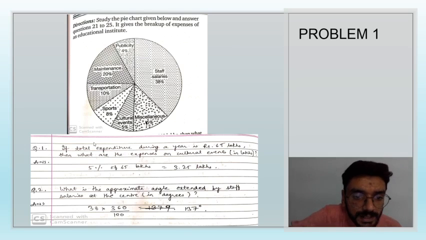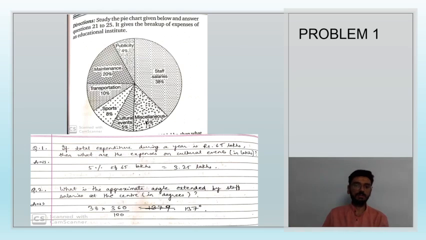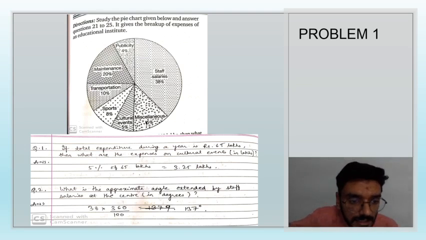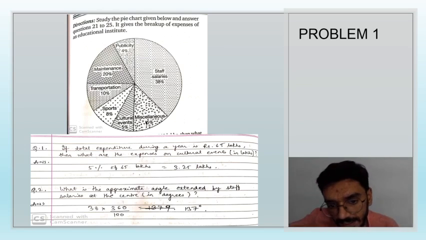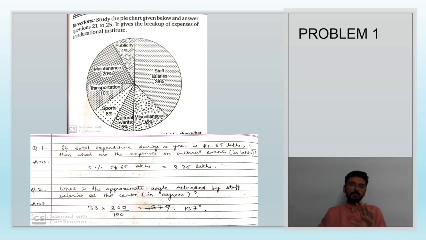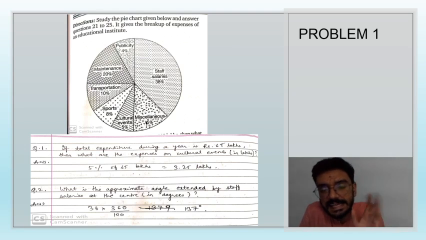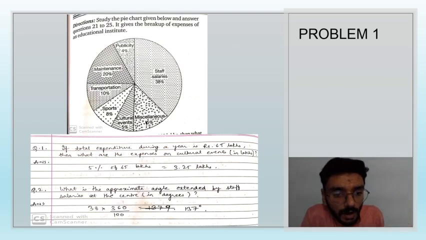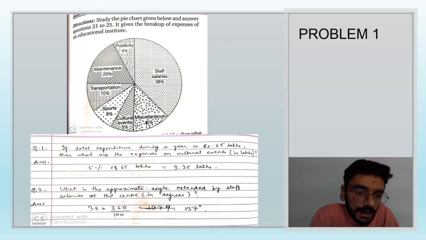Let us move on to the first question directly. If the total expenditure during the year is 65 lakhs, so the expenditure of the whole circle is 65 lakhs, then what are the expenses on cultural events? This data is to be given in lakhs. The total expenditure inclusive of publicity, salary, staff, maintenance, transportation, sports, and cultural events is given to be 65 lakhs. Now we have to find out the expense on cultural events as given in the pie chart.